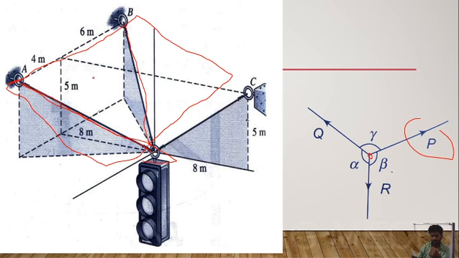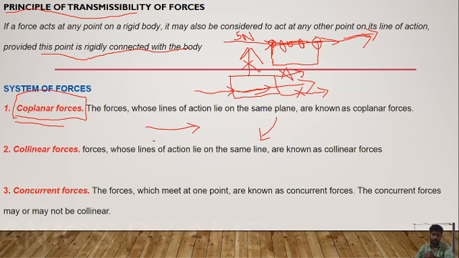Accommodating two forces in a single plane is a simple matter. We can easily do that. But accommodating three forces in a plane will be a difficult thing. So we cannot say that three forces will always be coplanar forces, but two forces will always be coplanar. That's an example. The second thing is collinear force.